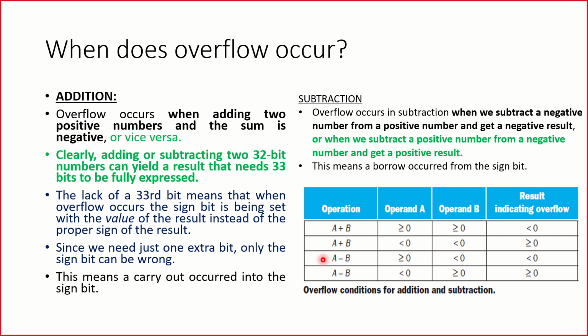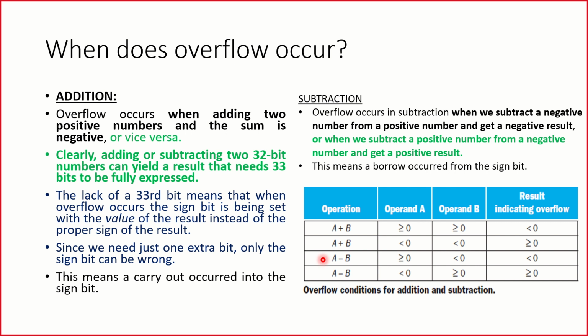Now come to subtraction. I have A minus B. When A is greater than 0, I mean A is positive and B is negative, if the result is negative, it is overflow. Logical, right? If A is 5 and B is minus 1, then the result should be 4. If it is minus 4, in that case, there is an overflow.